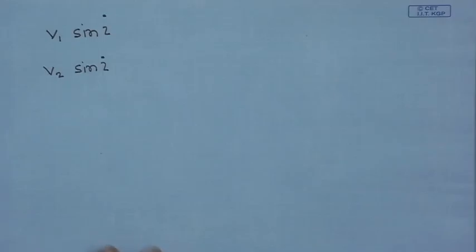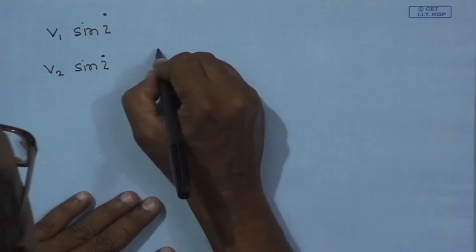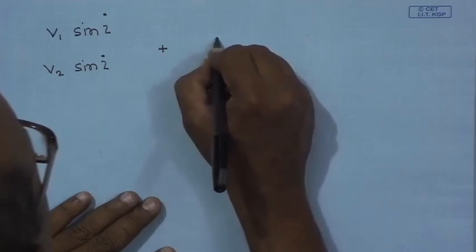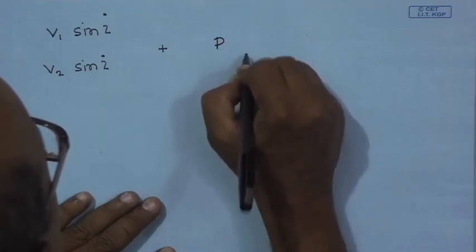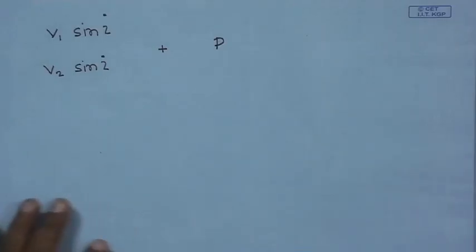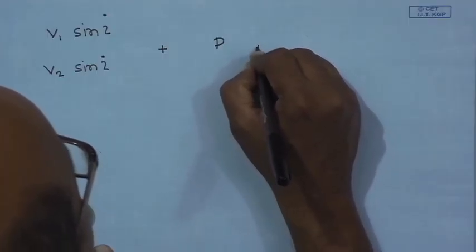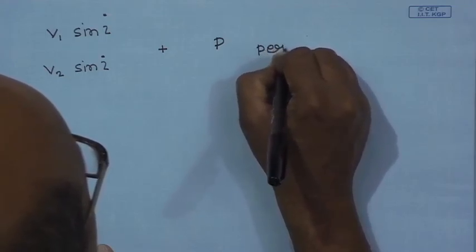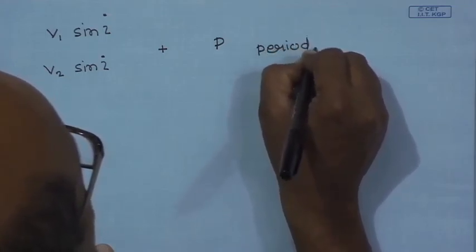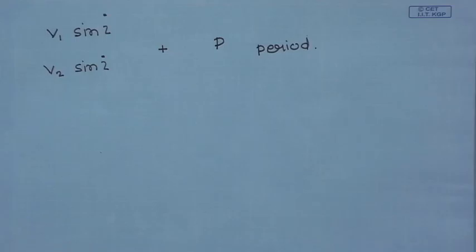These are the two things that the observer can determine from the observations. In addition to this, the observer can also determine the period of the orbit. The velocity will show a sinusoidal variation, and the period of that gives the period of the orbit. So, this is the period. So, these are the things that the observer can directly determine from the observations.